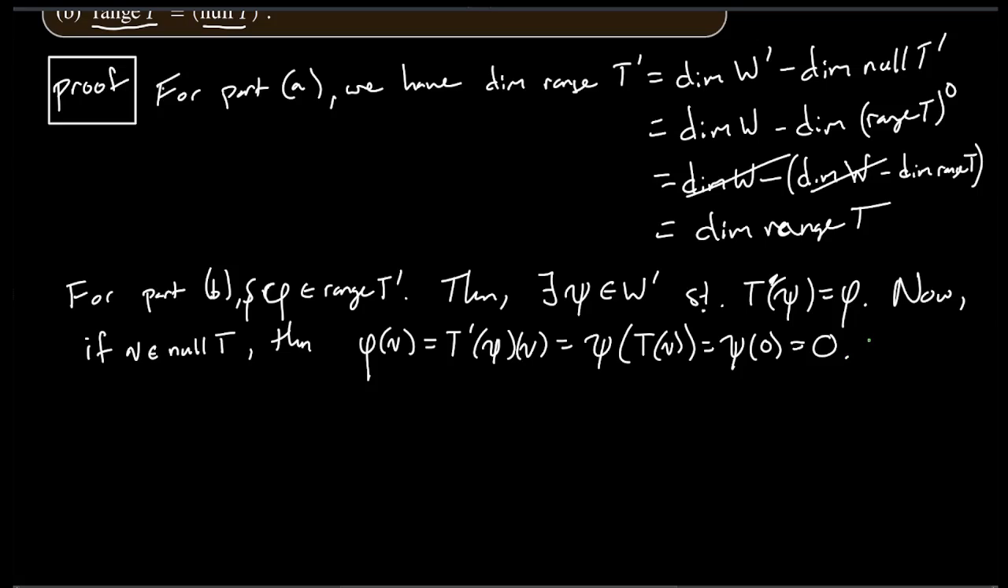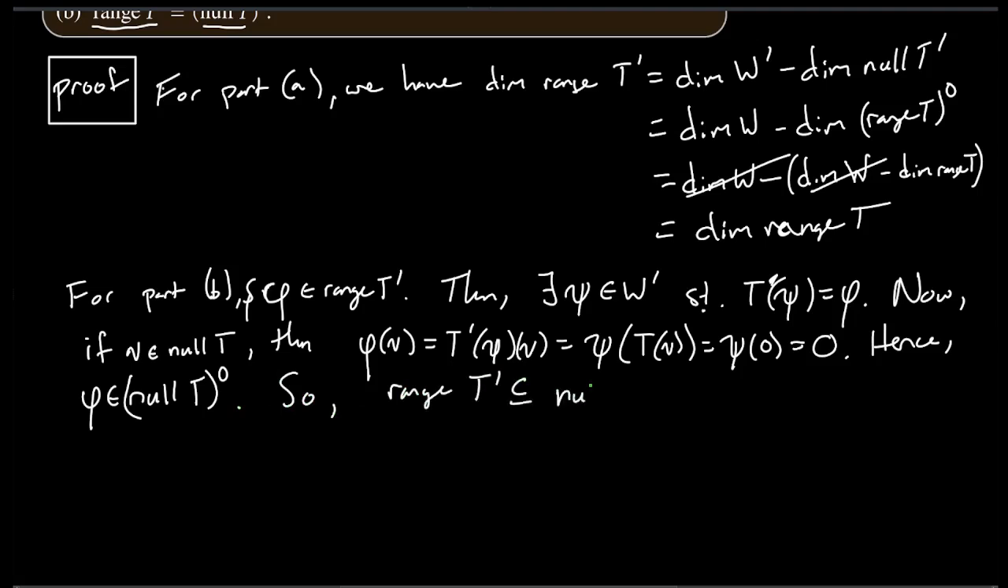Oh, okay. Hence, phi is in the null space of T's annihilator. That is, there's a linear functional that vanishes on the null space of T. Oh, so the range of T's dual is contained in the annihilator of T's null space.